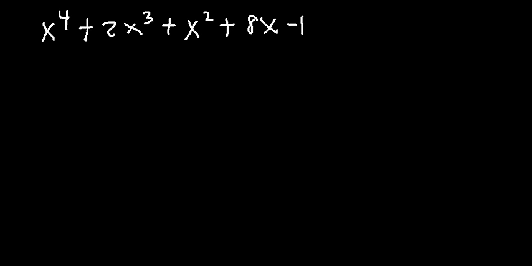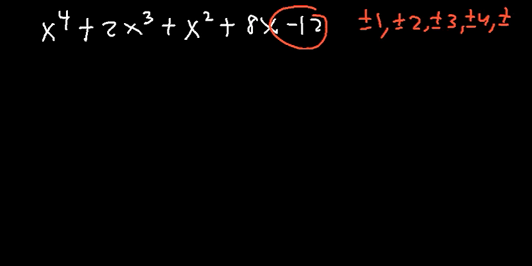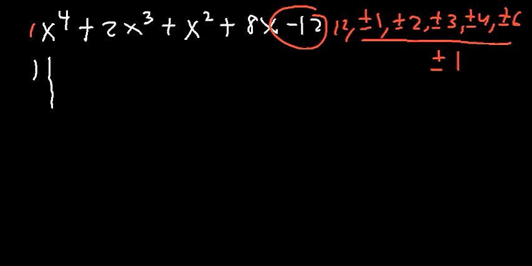Let's try another one like this. Let's say we have x to the fourth plus 2x cubed plus x squared plus 8x minus 12. Possible factors of 12 are 1, 2, 3, 4, 6, and I'm out of space, but 12 as well. And possible factors of the leading coefficient 1 is just 1. So let's see what numbers are going to work for this one. Let's try 1 again. Let's see what happens.